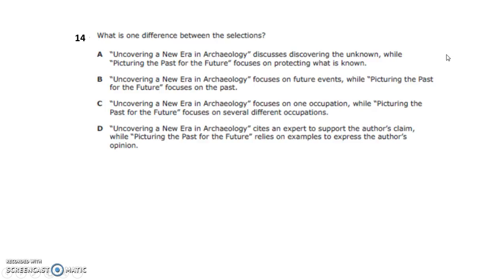You also should draw a little chart over here. Draw a little chart for each of these choices. You could just say first passage and second passage, or you could label it as a word from the title or whatever. But basically, you're looking at this uncovering and picturing.